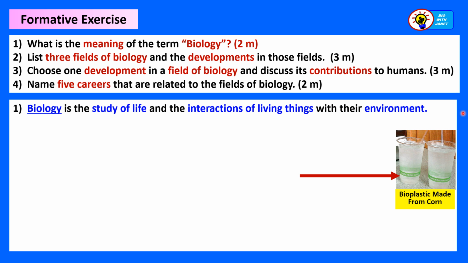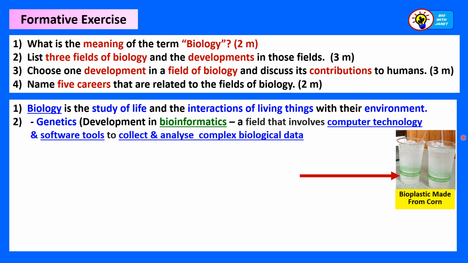Secondly, list 3 fields of biology and the developments in those fields. The first field is genetics, and the development in the field of bioinformatics is occurring. Bioinformatics is a field that involves computer technology and software tools to collect and analyze complex biological data. An example is when we are storing and analyzing data on DNA, which is very complex: the genetic codes from DNA, what are the amino acids that are involved in the production of a protein, based on the instructions from DNA and so forth.